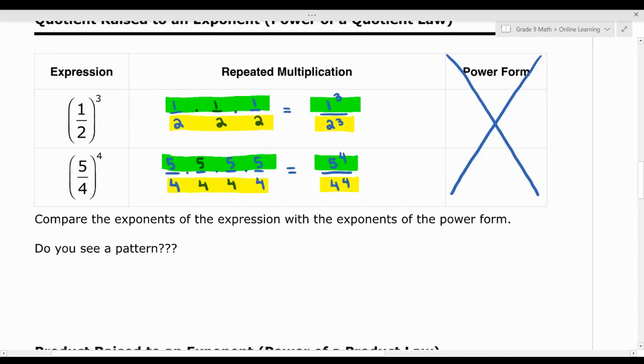All right, so the pattern I'm trying to get you to see on this one is the fact that whatever this exponent is, it actually gets applied to the top, so your numerator, and the bottom, your denominator. Okay, same idea here. This 4 got applied to the 5 and also the 4. So we'll just jump straight into what the law actually tells you.